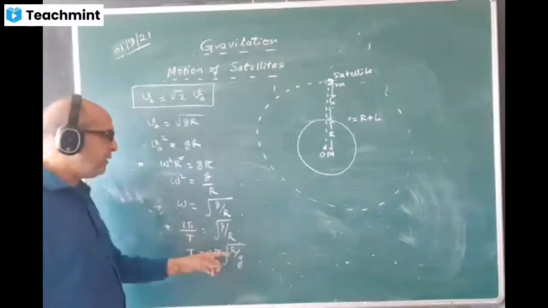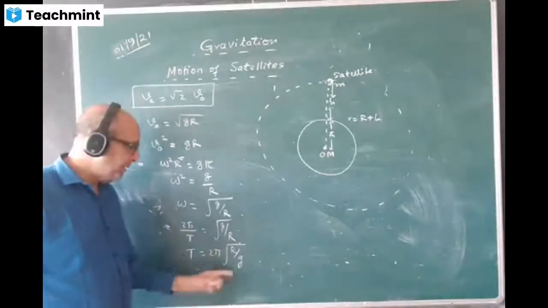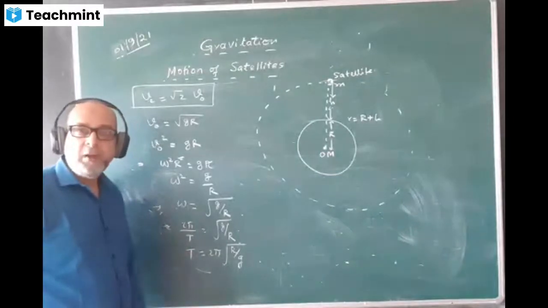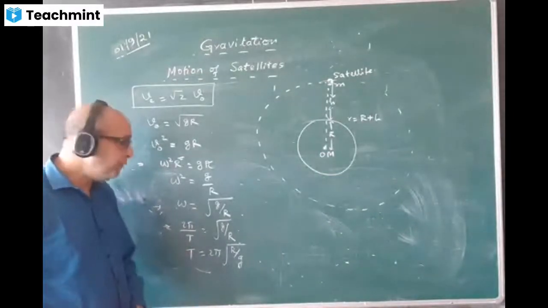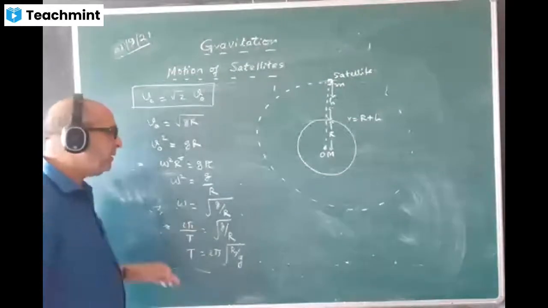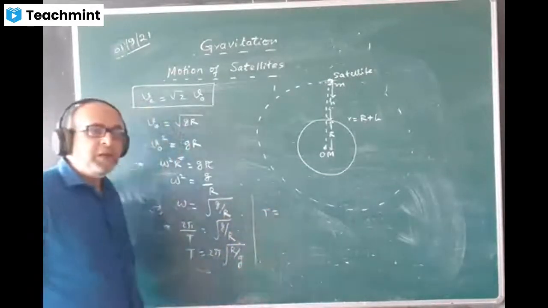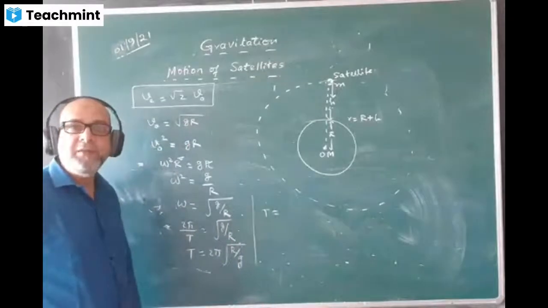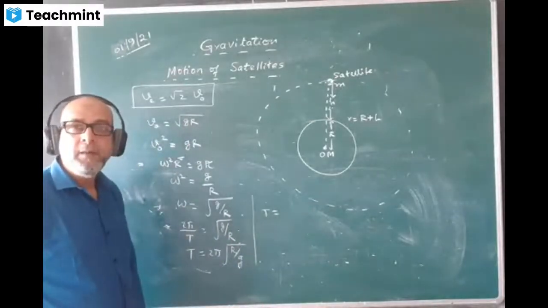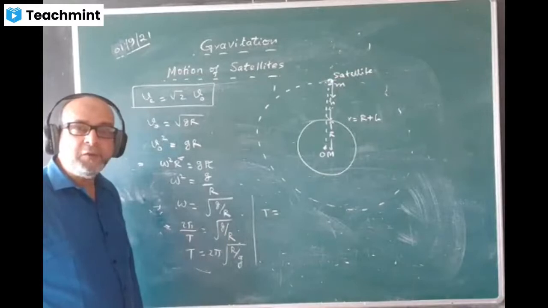The value of r is the radius of the Earth, and g is the acceleration due to gravity on Earth. If you divide and calculate, your answer will come first in seconds. If you divide by 60, it will change to minutes.